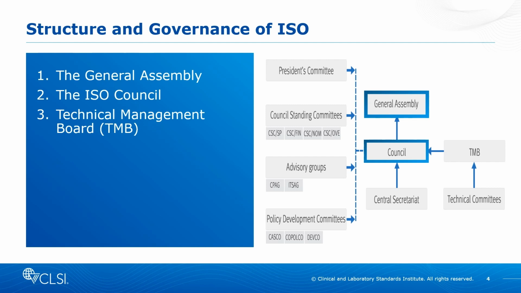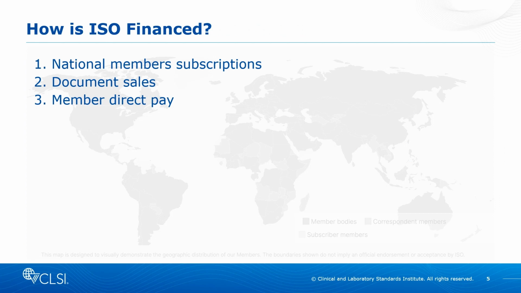CASCO provides guidance on conformity assessment. COPOLCO provides guidance on consumer issues. DEVCO provides guidance on matters related to developing countries. The management of the technical work is taken care of by the Technical Management Board, or TMB, which reports to the Council. This body is responsible for the technical committees that lead standards development and any strategic advisory boards created on technical matters.